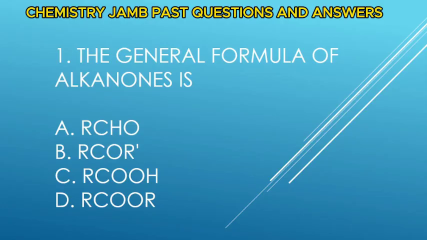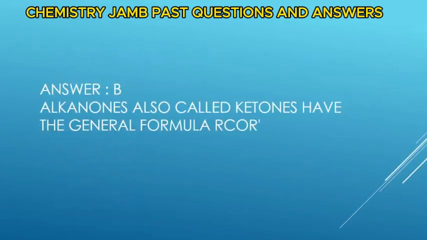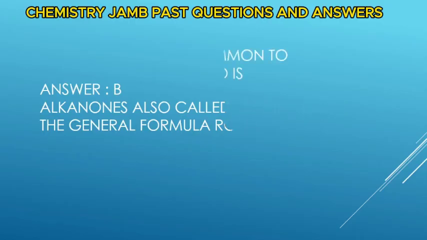RCOOH, the answer is B, which is RCOR. And alkanones are also called ketones. They have the general formula RCOR.